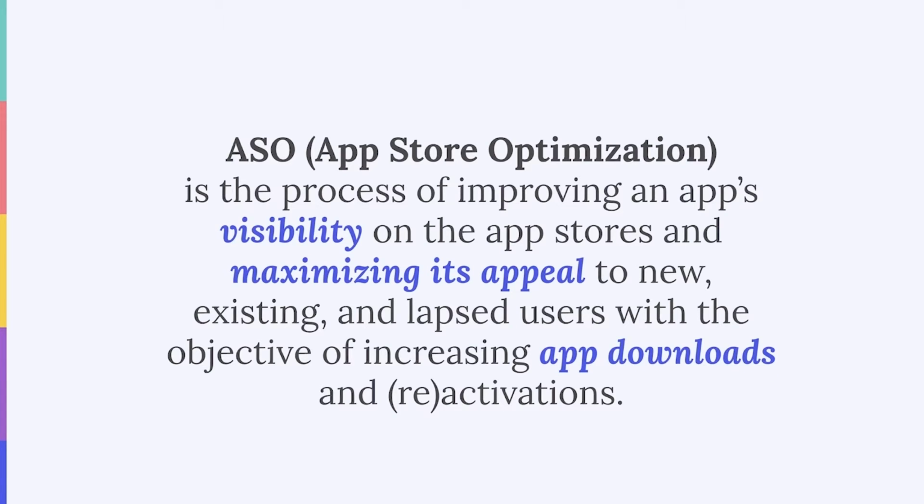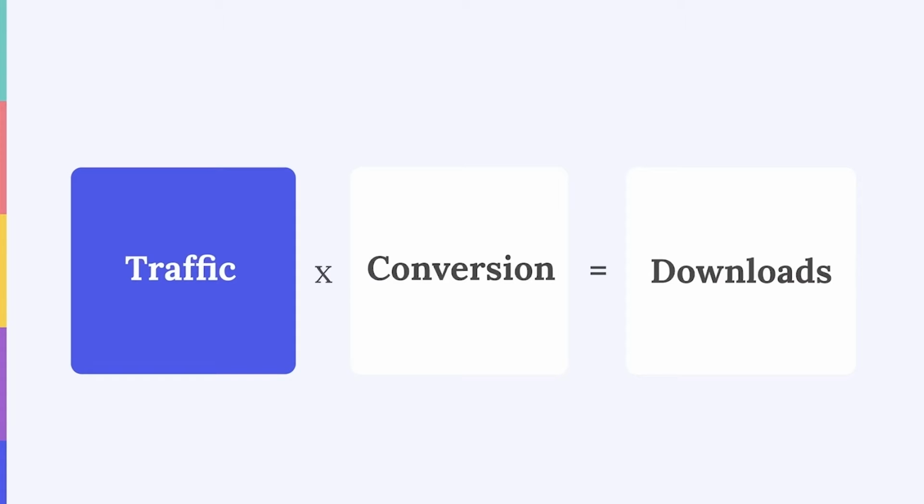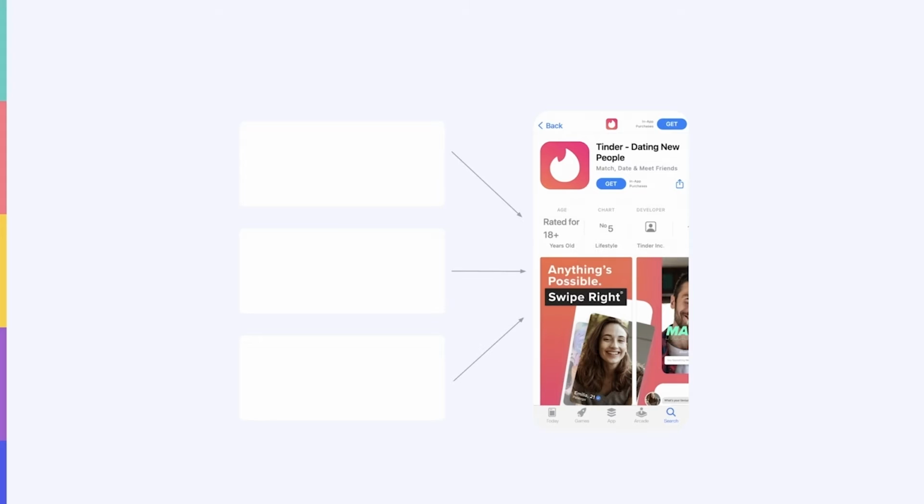In other words, ASO comes down to this simple equation: traffic multiplied by conversion equals downloads. Let's break this down, starting with traffic. The traffic we want to drive to an app can fall under a variety of umbrellas. The main two we'll discuss are search traffic and browse traffic. There are other sources like referral traffic, which is traffic that comes from other apps or websites, but in ASO, we predominantly focus on organic traffic that happens within the store.